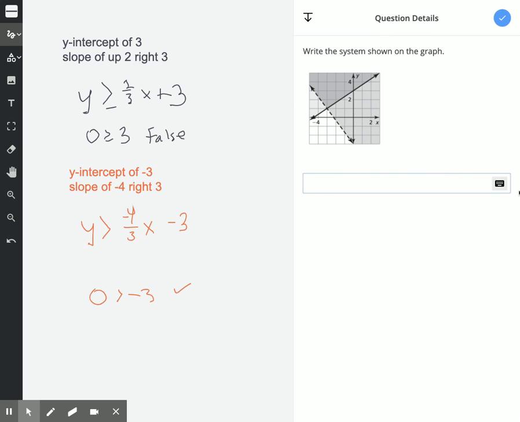So let's write my answers. Y is greater than or equal to 2/3, and I'm going to go to the right to put my x, +3. Y is greater than -4/3, go to the right, x -3. Answer.